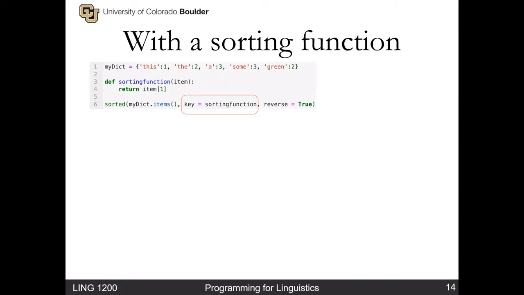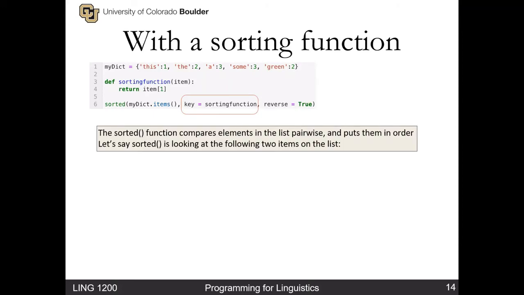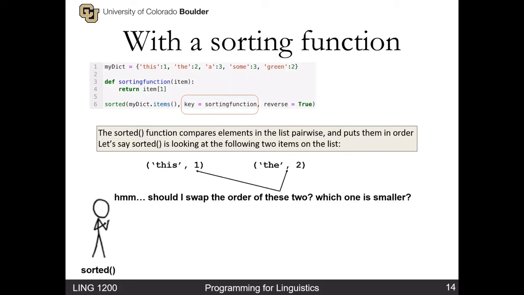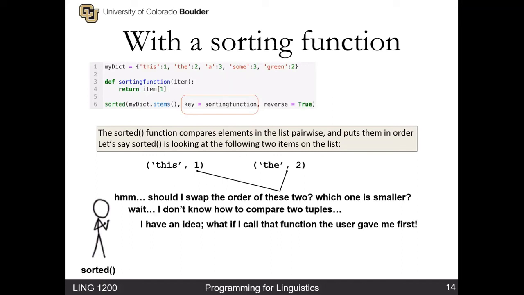Now, when we use the key argument with a sorting function that is returning the second element of its argument, sorted's going through, it's doing the same thing. It's taking 2 things and comparing them as pairs to put them in order. So again, let's say it's looking at these 2 items and it's thinking this time, how should I swap out the order of these 2? How do I know what to do? I don't know. Oh, wait.